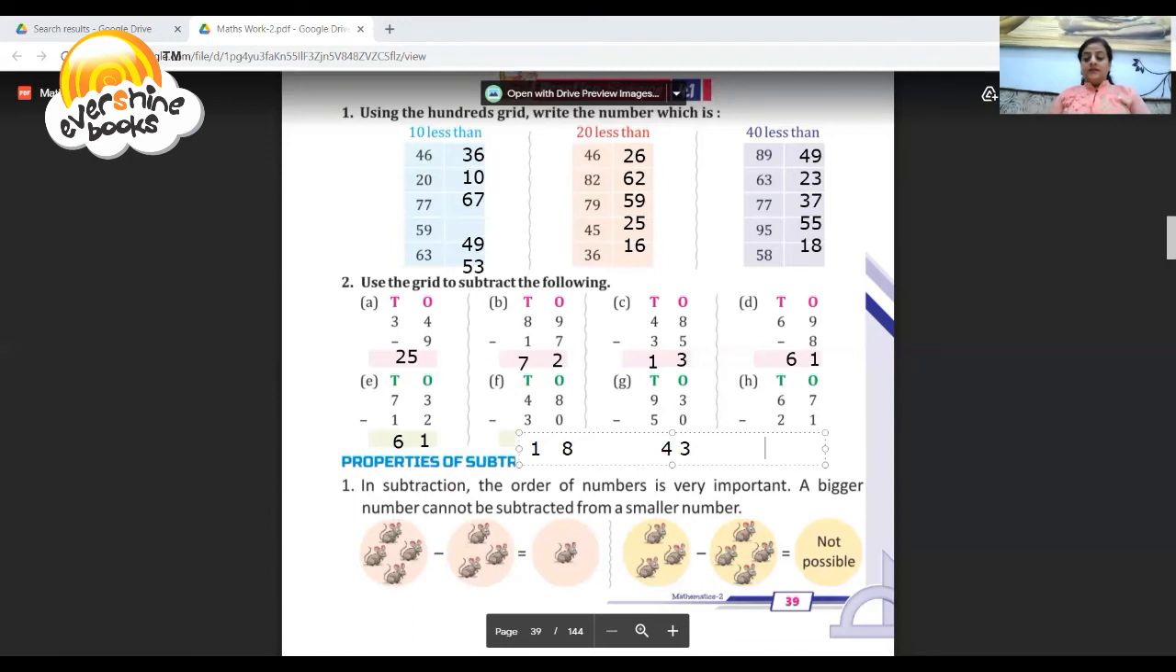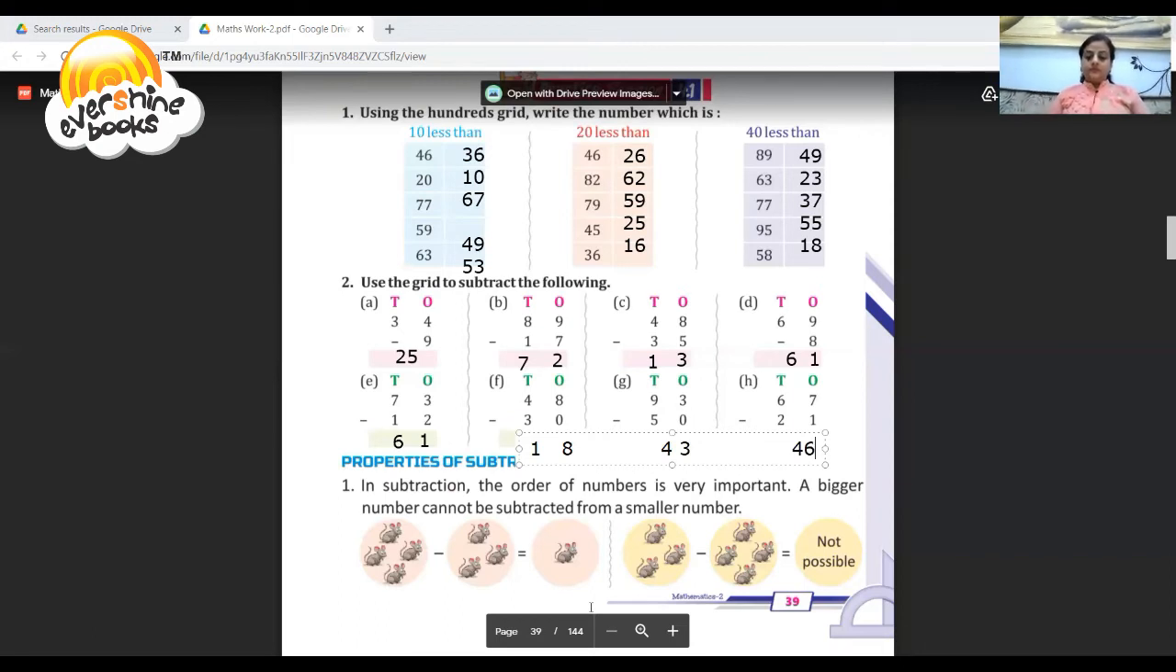Next is 7 minus 1 is 6. When 1 is less, it means it is the number that comes before the number. 7 minus 1, 6 comes always before 7. So 6 is the answer. 6 minus 2 is 4. So the answer will be 40. 46 is the answer.